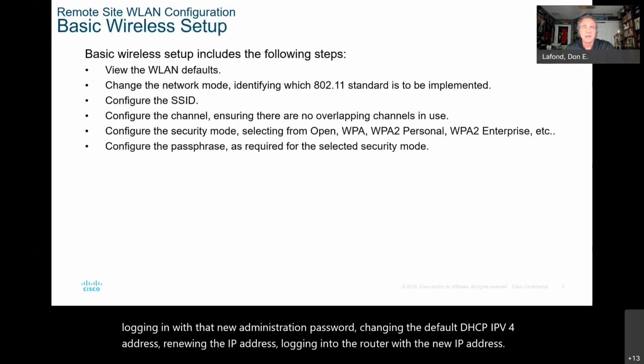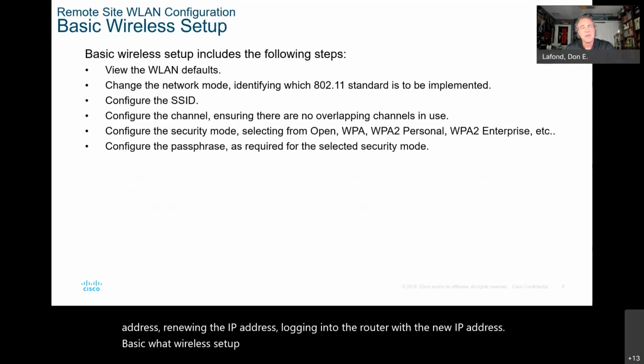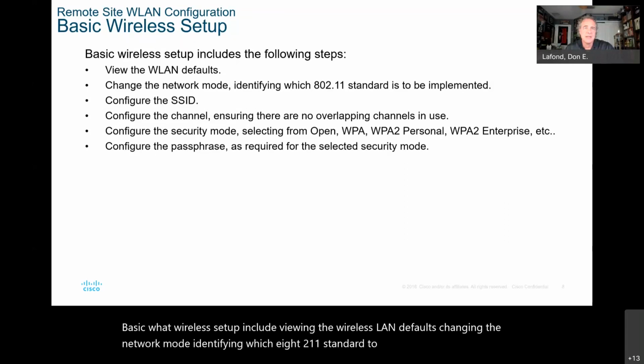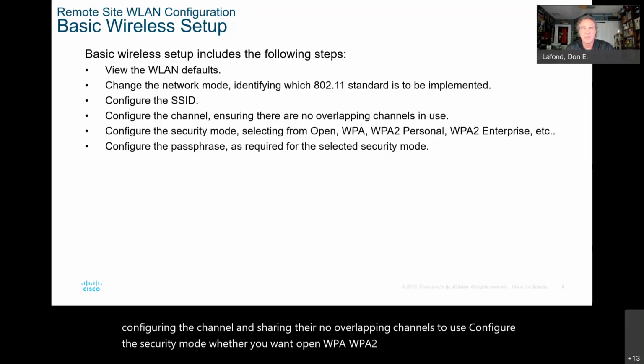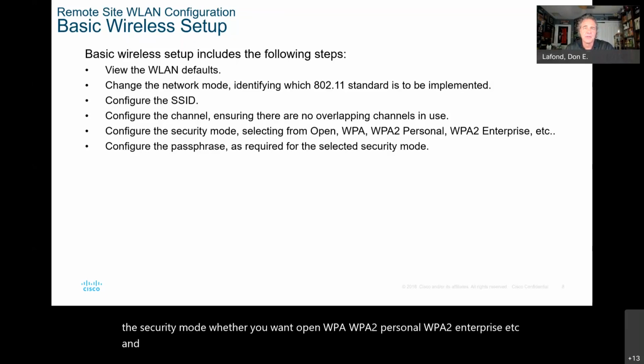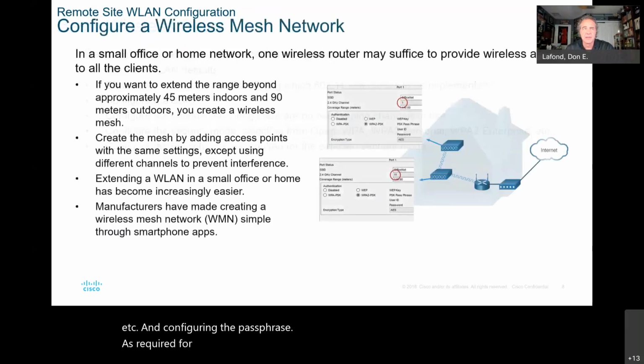Basic wireless setup includes viewing the wireless LAN defaults, changing the network mode, identifying which 802.11 standard to implement, configuring the SSID, configuring the channel, ensuring there are no overlapping channels to use, configuring the security mode, whether you want open, WPA, WPA2 personal, WPA2 enterprise, etc., and configuring the passphrase as required for the security mode that you've selected.